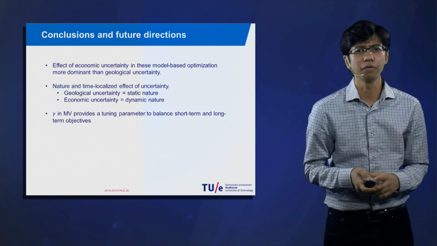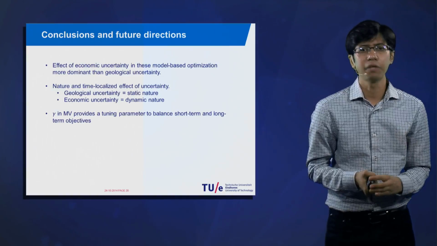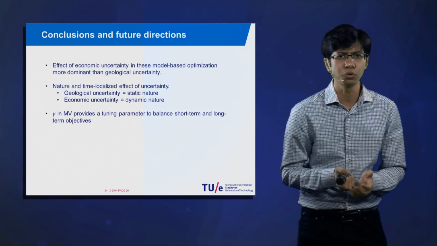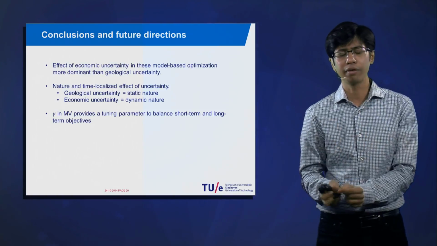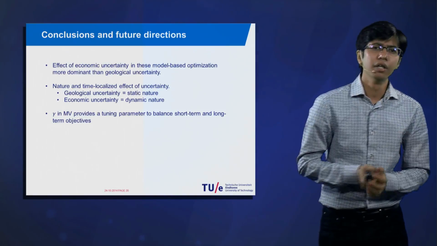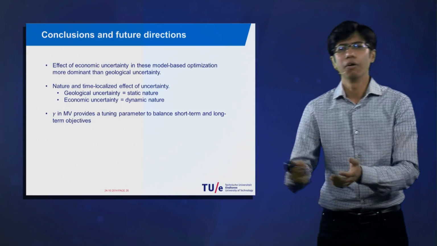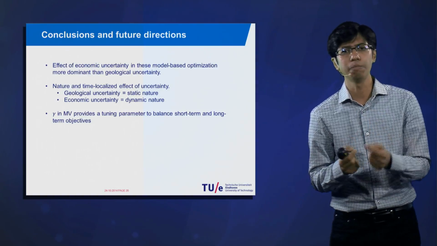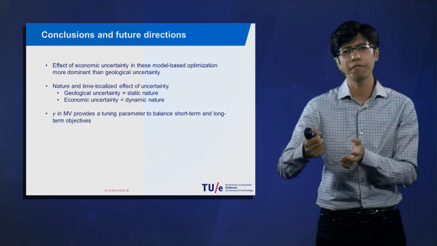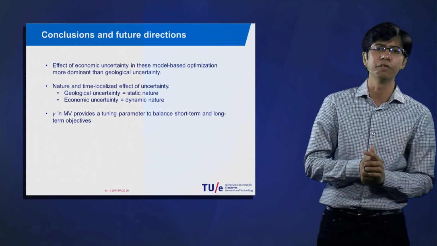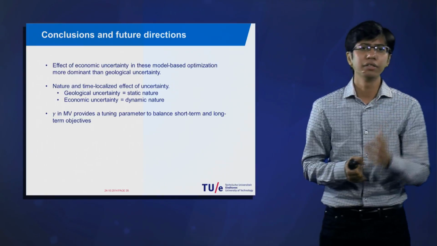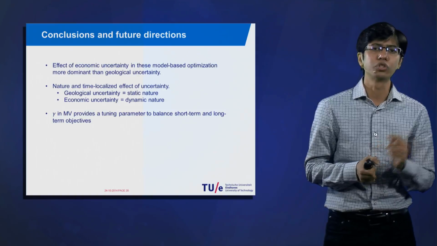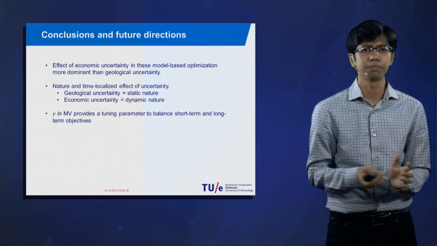Another important thing that we observed was the gamma parameter in this mean variance optimization. In typical portfolio optimization, this gamma parameter is used to select the portfolio with a particular risk and a particular return. So it depends upon the investor how much risk he prefers and how much return. Here, it plays another role: it helps you balance the short-term and long-term objectives, because you have to compromise something in the long term if you want to achieve something in the short term. And this gamma parameter proves to be an explicit parameter to tune or balance the short-term and long-term.